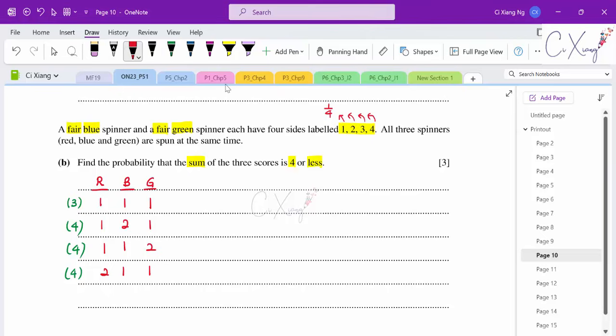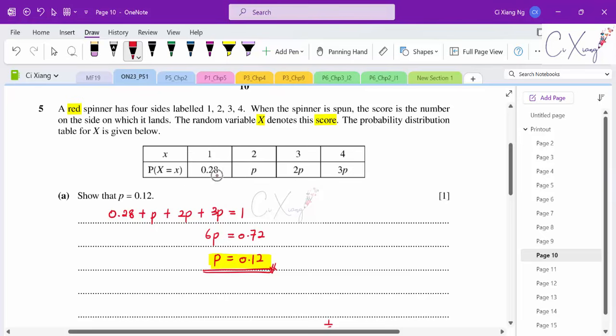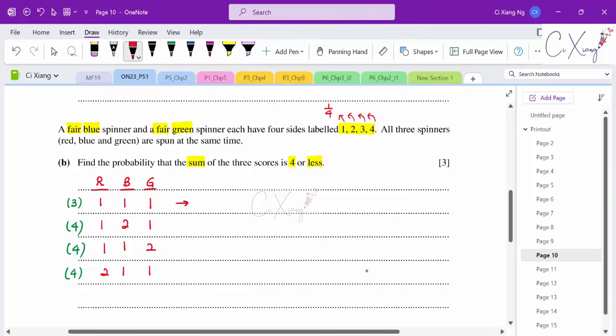Okay, so now I try to list out the probability here. When red equals 1, what's the probability for red equals 1? For the red color equals 1, you have to refer to the previous table. So the probability is 0.28. Please put in 0.28 here.